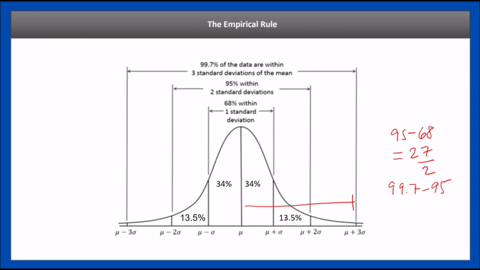You want to subtract those, and then divide by 2. And so if you subtract that, you get 4.7 and then divide that by 2, so you get 2.35, right? So 2.35% on either side.